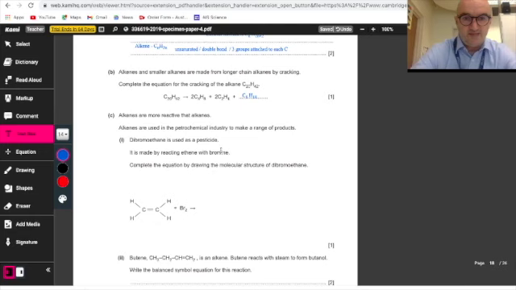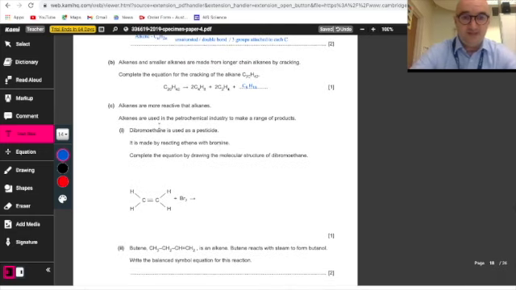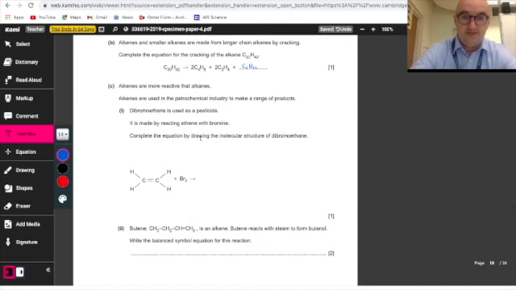Alkenes are more reactive than alkanes. They are. Alkenes are used in the petrochemical industry to make a range of products. Dibromoethane is a pesticide. It is made by reacting ethene, which is CnH2n, C2H4, double the amount of hydrogen as there is carbon, with bromine. Complete the equation by drawing the molecular structure of dibromoethane.